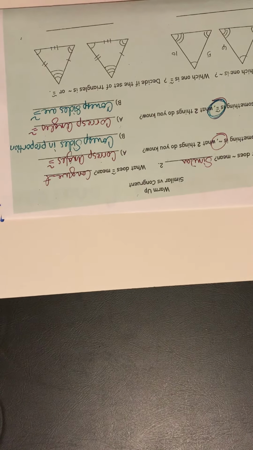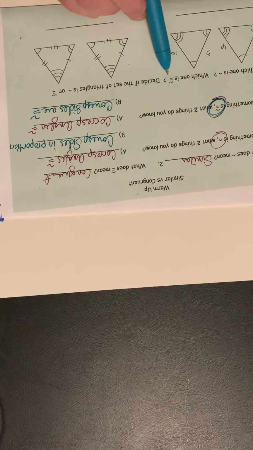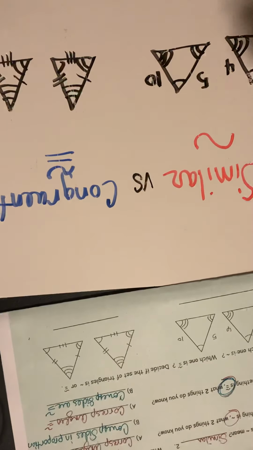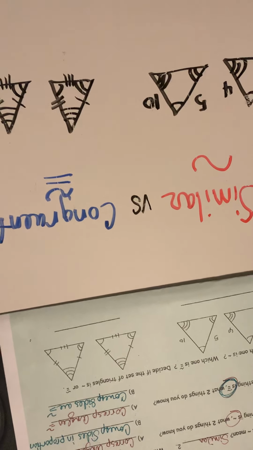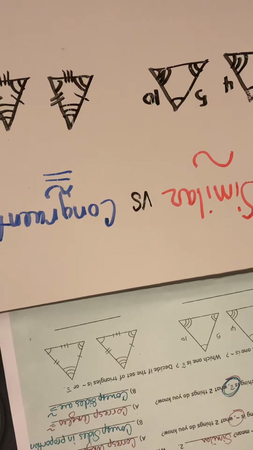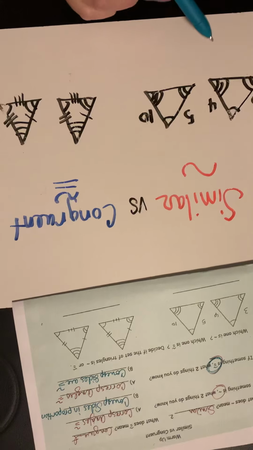So let's look at the two examples at the bottom. Which one's similar and which one's congruent? All right, I redrew them. Look at this, quite the artiste, if you can see it. All right, so look at the first one. Oh, mother of pearl, there we go. All right, the first one here.